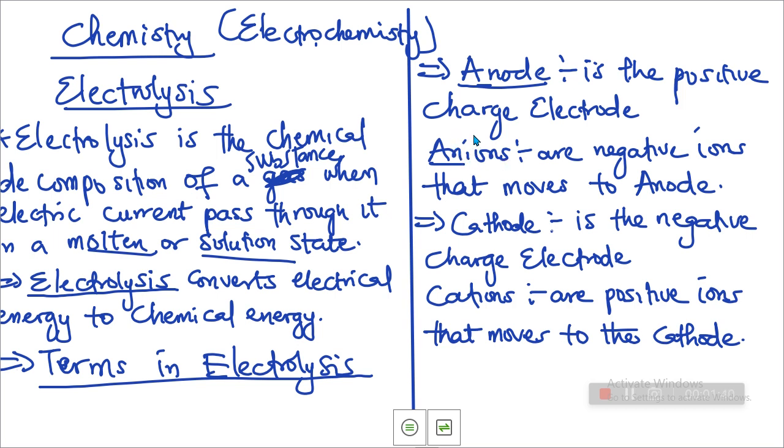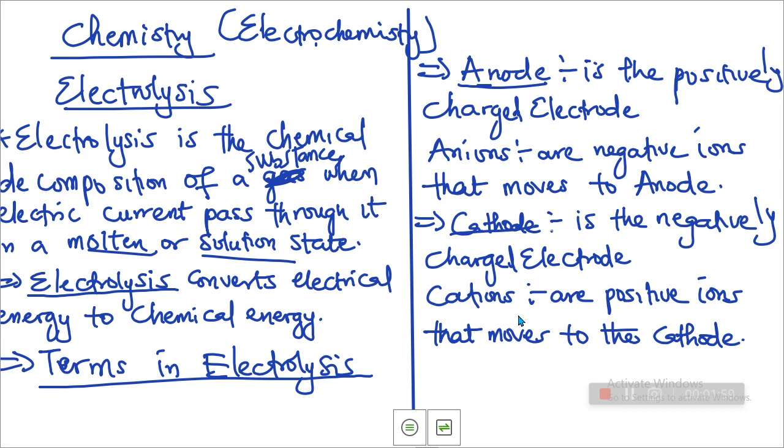You understand? So anions, don't forget, are negative ions. And why do they move? I'm going to tell you later in this video. Now let's talk about the cathode. The cathode is the negatively charged electrode. Sorry, the anode should be the positively charged electrode.